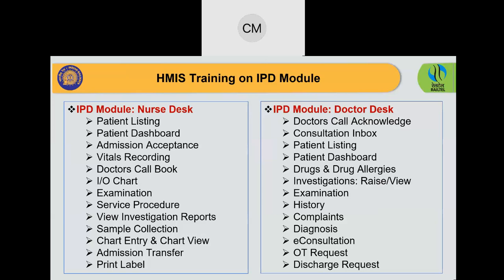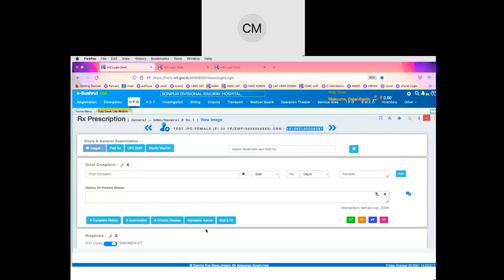So this is the overview of the processes that we are going to have the demonstration of. We will go step by step now. Let us go to the demonstration. As I said, we will be using the ADT and IPD module interchangeably because some processes are interlinked there. So we will go with the normal sequence of the course of admission and all the processes.